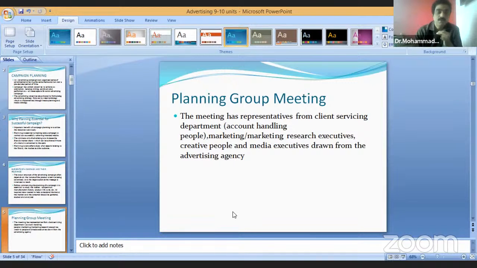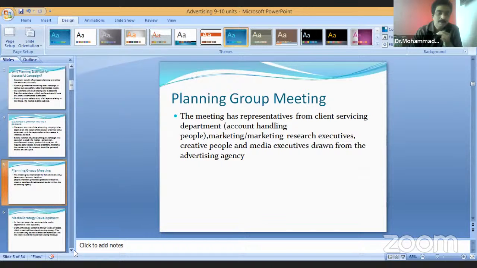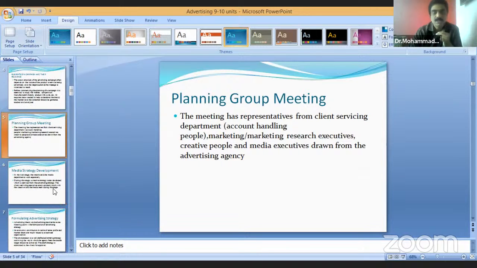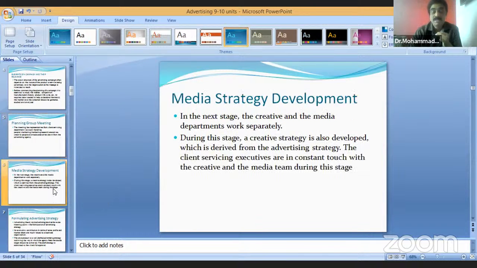When to launch, how to launch, what is the platform to launch? They will select the appropriate method, strategy and approach that can have the particular impact on the general public, the general target audience. Next is the media strategy development, the next stage.